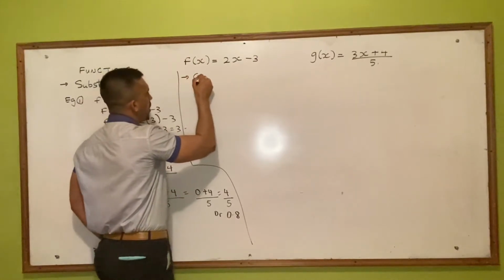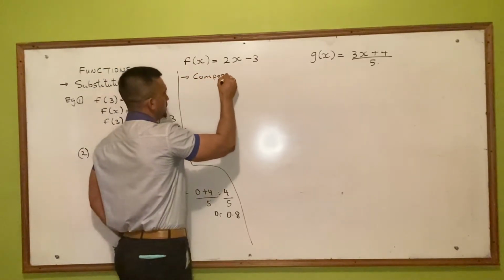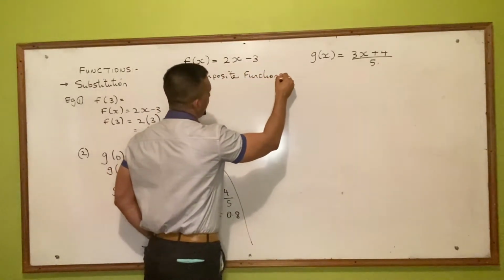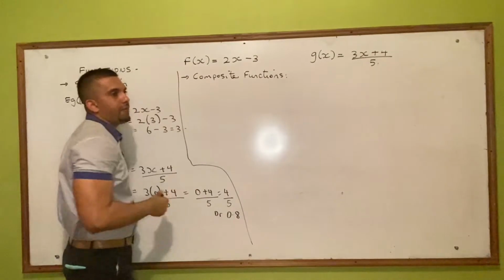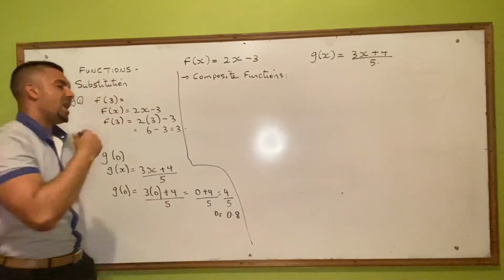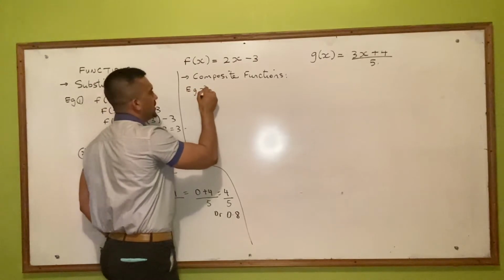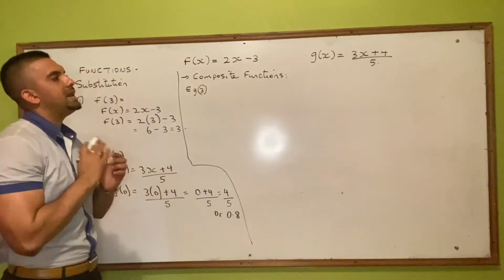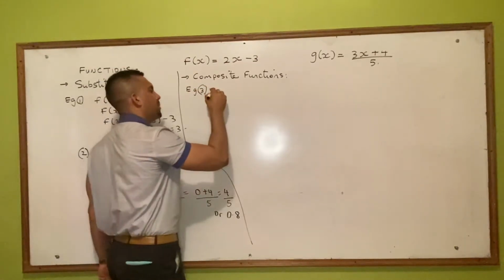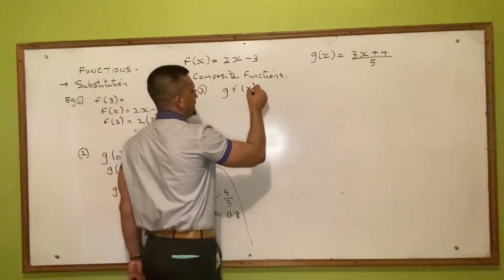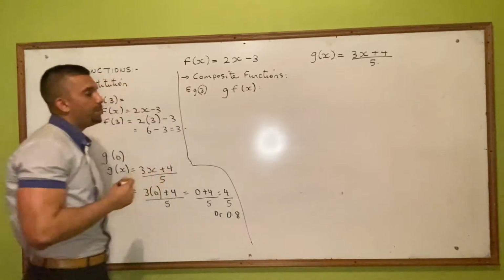The next part is called part 2. This is called composite functions. Composite functions, the next way that we refer to this, is called a function of a function. And this is how the question could come. Let's say this is example 3. Let's say they had asked us to find probably the function g of f of x.